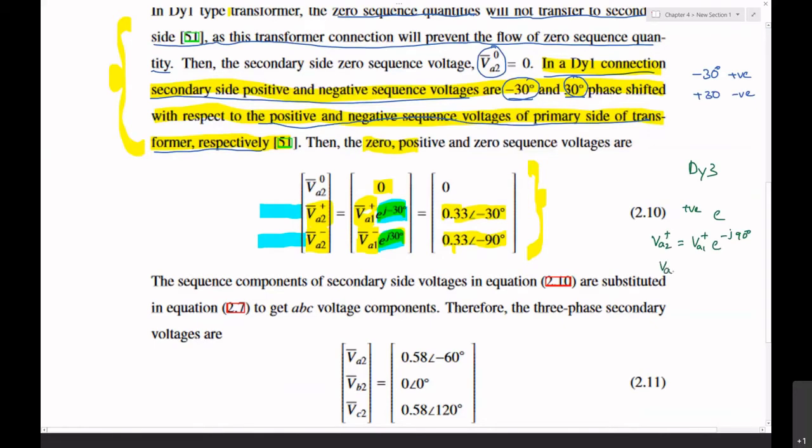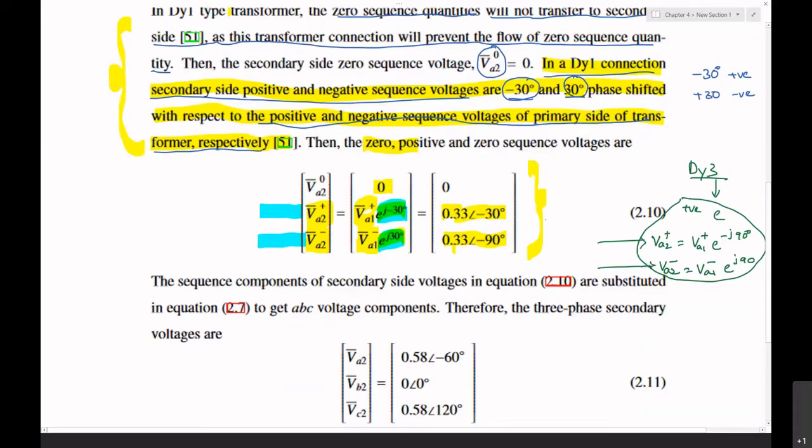And the negative sequence VA2 negative is VA1 negative sequence voltage times e power of j 90 degrees. This way, we need to go for the D by 3 kind of transformer. D by 3 means the secondary voltage lags by 90 degrees with the primary voltage for the positive sequence, whereas the negative sequence is leading the voltage.